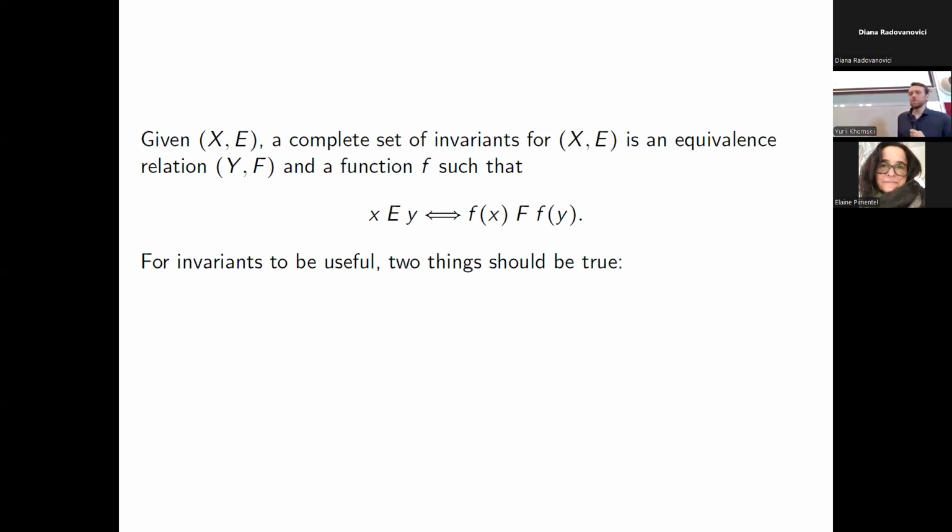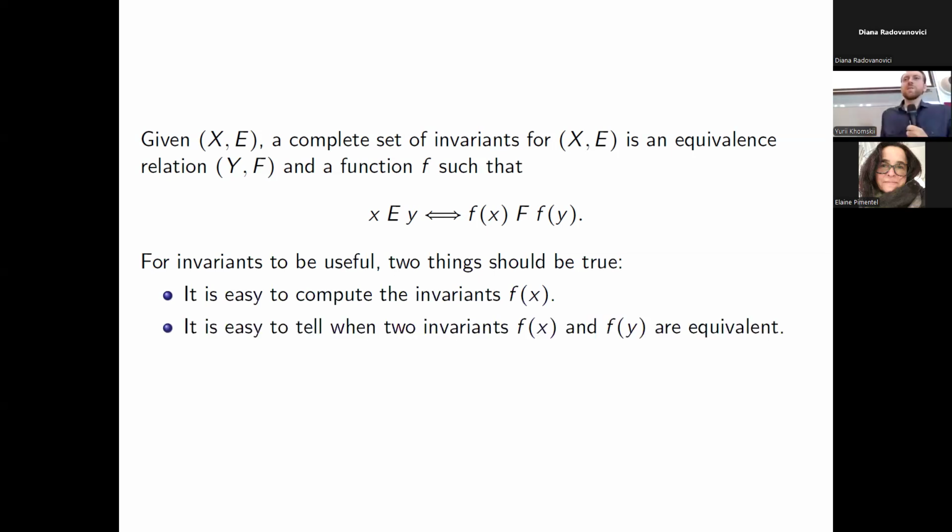Now, for invariants to be useful, you want two things to be true. One is you want it to be easy to compute the invariants. So given the object, you want to compute the invariant. The other thing is you want it to be easy to tell when two invariants are equivalent.